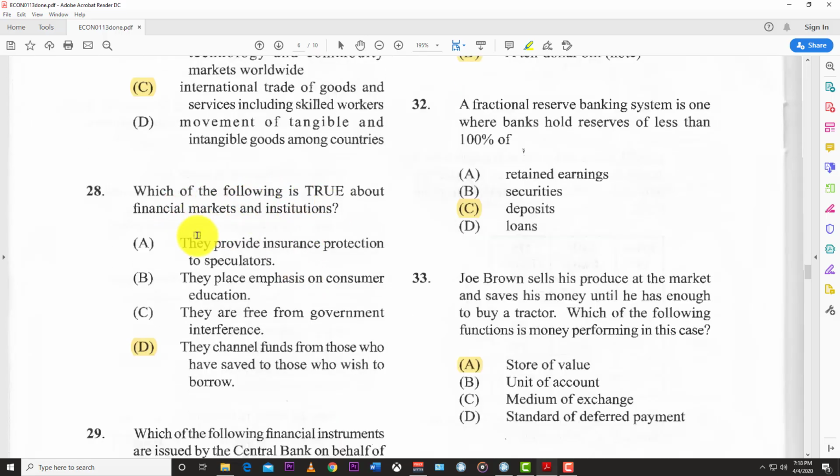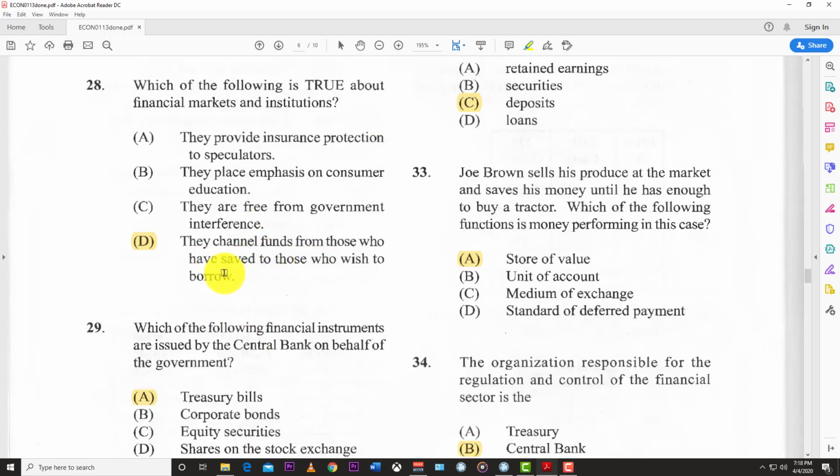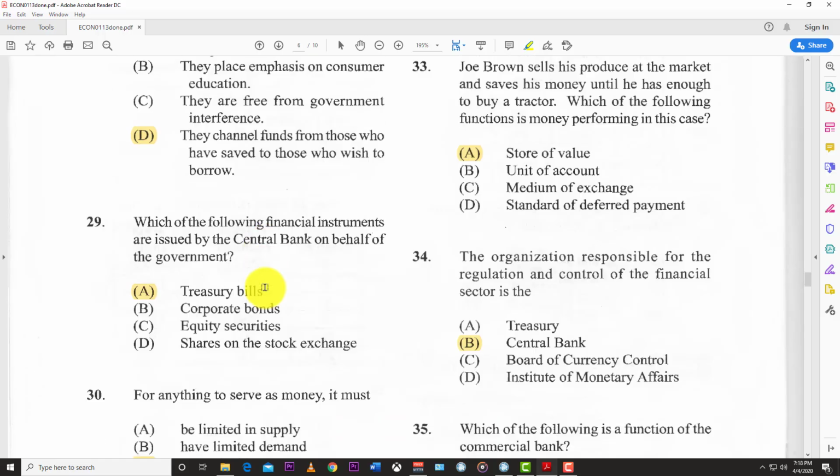28, which of the following is true about financial markets and institutions? And the best answer here is they channel funds from those who have saved to those who wish to borrow. That's the main thing about the bank. Your savings are used to lend people money and they pay back interest on that.